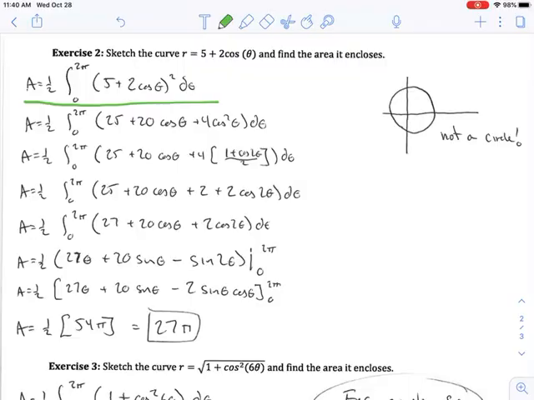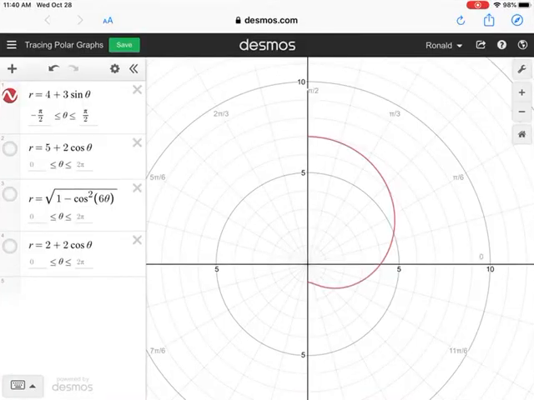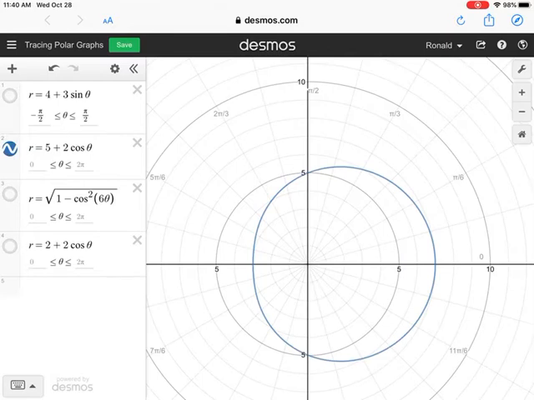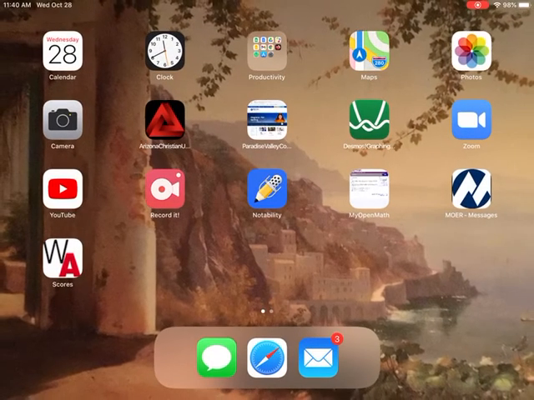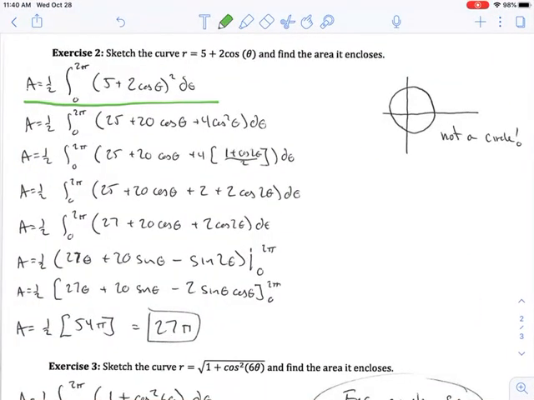And I actually graphed this in Desmos. So that would be this curve right here. That is a cardioid, and so we are finding the area of the cardioid from 0 to 2 pi, because I believe it says that it wants the area bounded by that curve. So sketch the curve and find the area it encloses. So we're just going to go the full 0 to 2 pi.